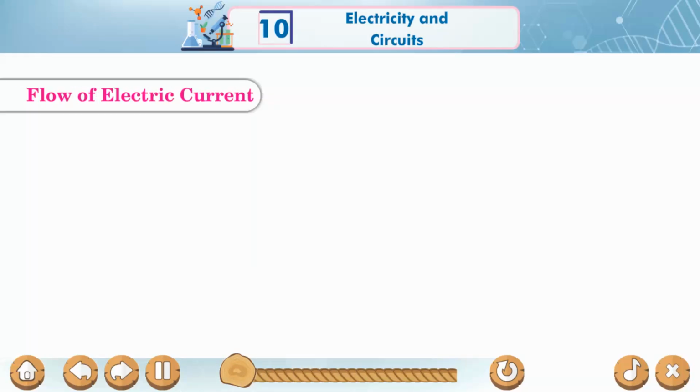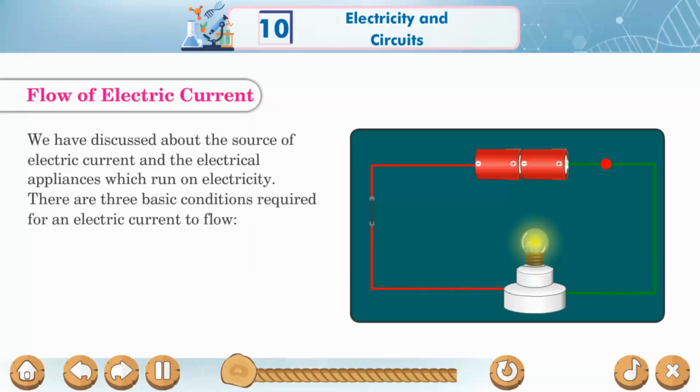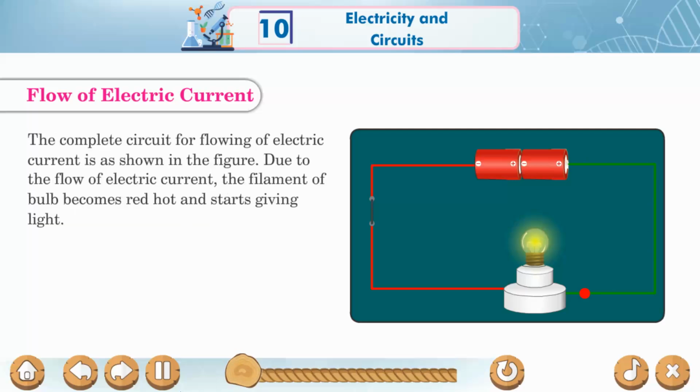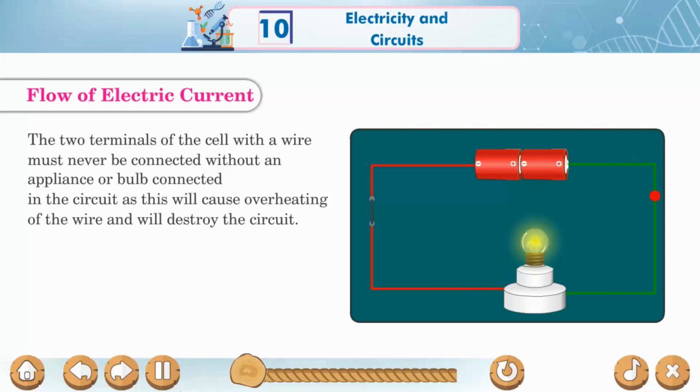Flow of electric current. We have discussed the source of electric current and the electrical appliances which run on electricity. There are three basic conditions required for an electric current to flow. The complete circuit for the flowing of electric current is as shown in the figure. Due to the flow of electric current, the filament of the bulb becomes red hot and starts giving light. The two terminals of the cell with the wire must never be connected without an appliance or bulb connected in the circuit, as this will cause overheating of the wire and will destroy the circuit.